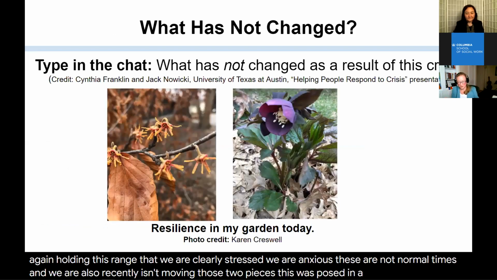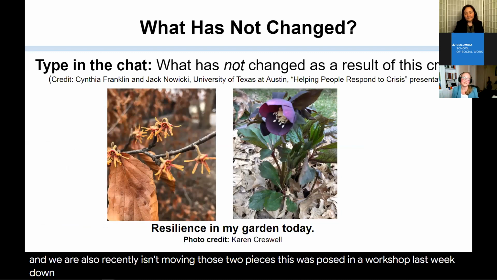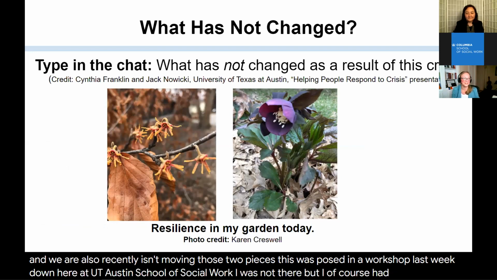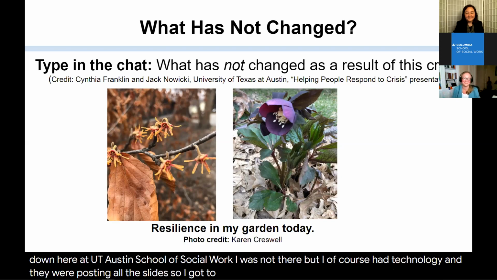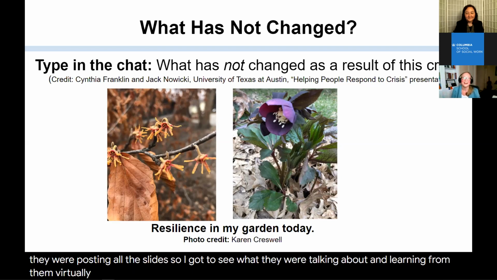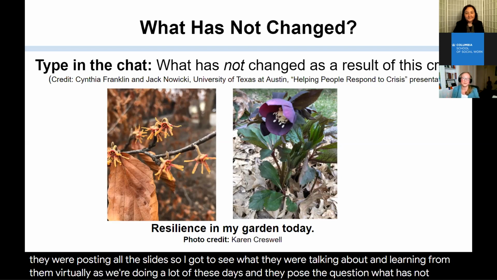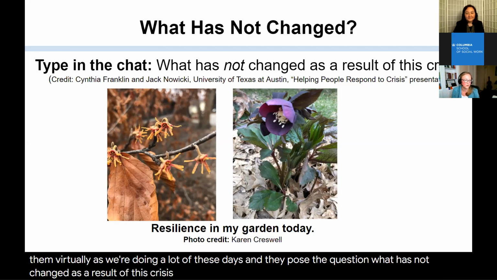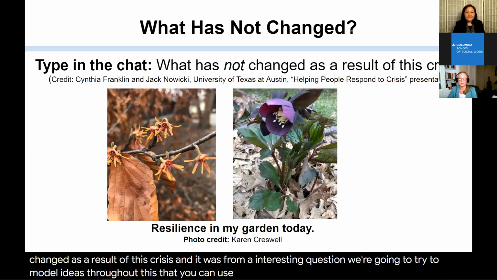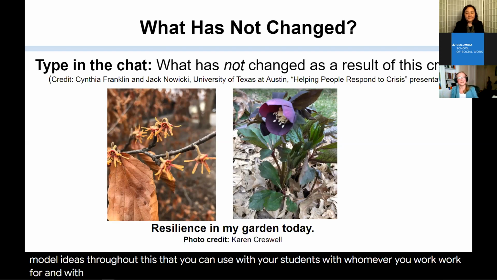This was posed in a workshop last week down here at UT Austin School of Social Work. I was not there, but I, of course, had technology and they were posting all the slides, so I got to see what they were talking about and learning from them virtually, as we're doing a lot of these days. And they posed the question, what has not changed as a result of this crisis? And it was from a solution-focused lens. And I thought this might be an interesting question. We're going to try to model ideas throughout this that you can use with your students, with whomever you work for and with. So type in the chat, what has not changed as a result of this crisis?